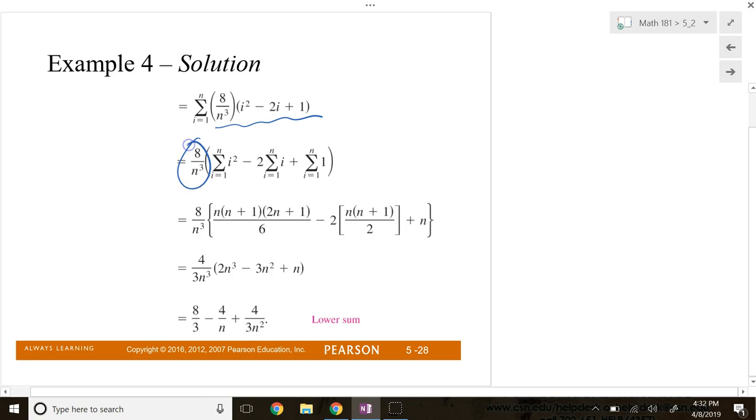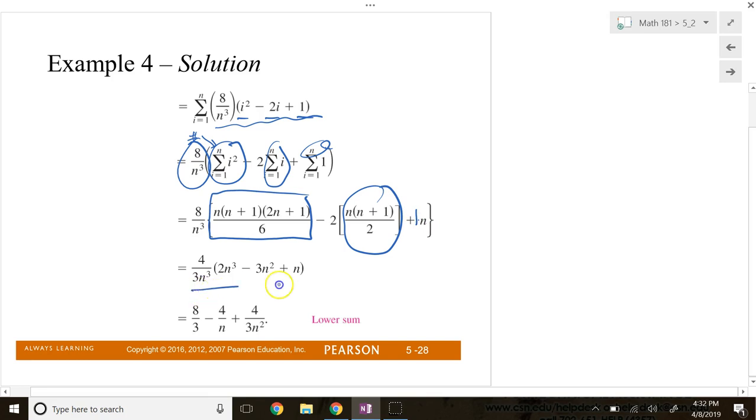You can take out 8 over n cubed. Remember, n is a number right here, right? You take that number out, and then you've got the i squared minus the 2i plus 1. And you can use the formula here. So here's one of those summation formulas, minus 2, and you can use the formula from that one. There's the formula for that one. And then here's a constant. There's your c. So it's c times this n, right? So 1 times n right there. And you clean that up, and that's what you end up with.